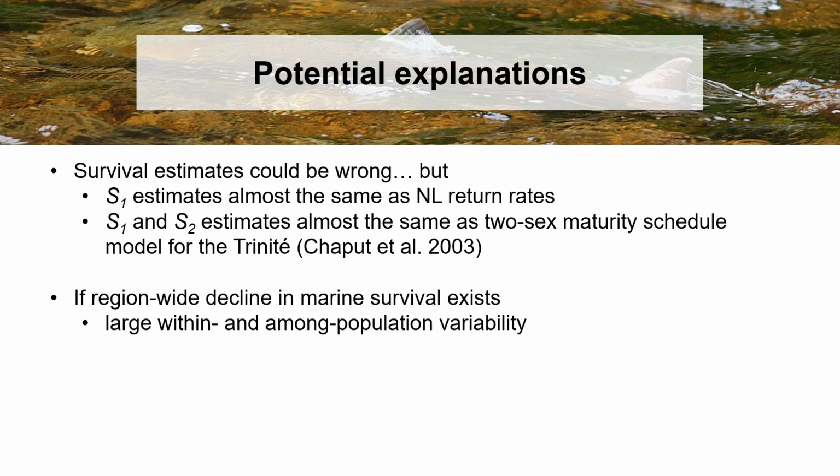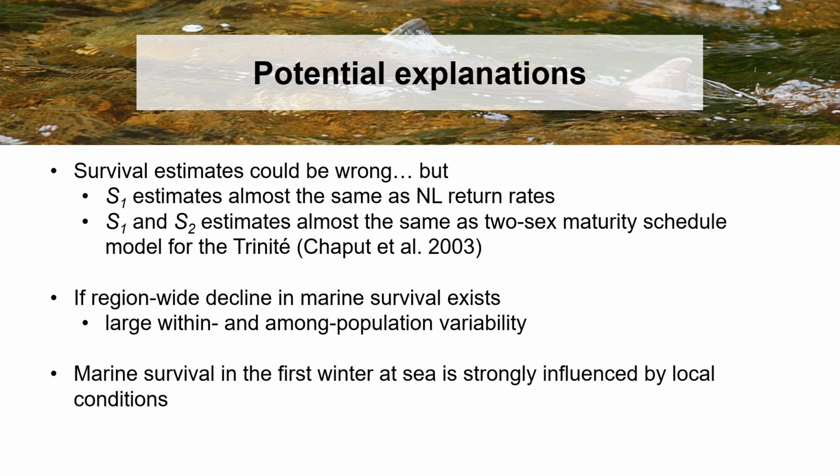The other thing is, if there is a region-wide decline in marine survival, so if overall the pattern of survival across all salmon in eastern Canada is going down, we're seeing large within and among population variability. So the variability in marine survival is relatively high with regards to any trend that might be occurring. So this is really interesting because it tells you that the patterns are not uniform, they're highly variable, and if there is a region-wide decline, you're not going to see it necessarily on a river-by-river basis.